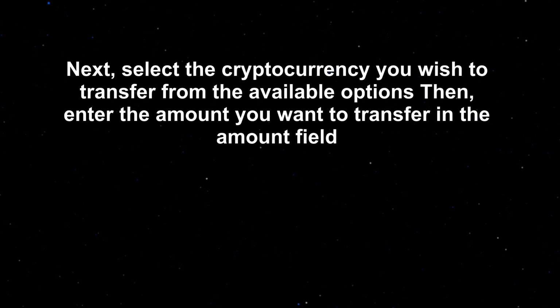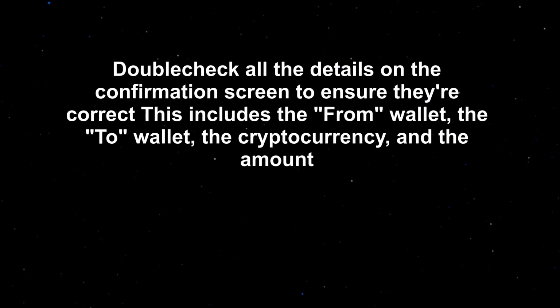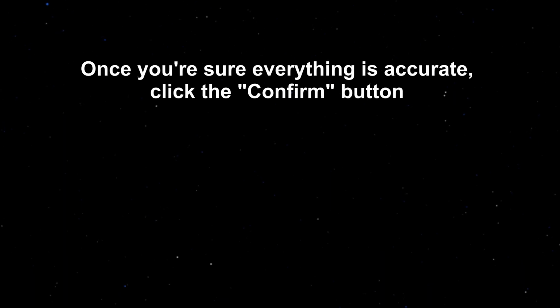Next, select the cryptocurrency you wish to transfer from the available options. Then, enter the amount you want to transfer in the amount field. Double-check all the details on the confirmation screen to ensure they're correct. This includes the from wallet, the to wallet, the cryptocurrency, and the amount. Once you're sure everything is accurate, click the confirm button.